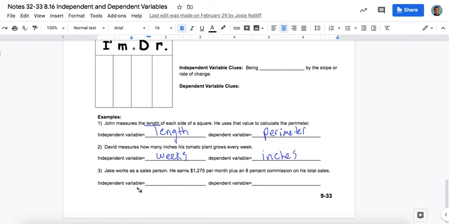Okay, so the independent variable is going to be how many sales they have. Okay, and the dependent variable is going to be this salary. Okay, so the salary is going to depend on how many sales Jake has that month.